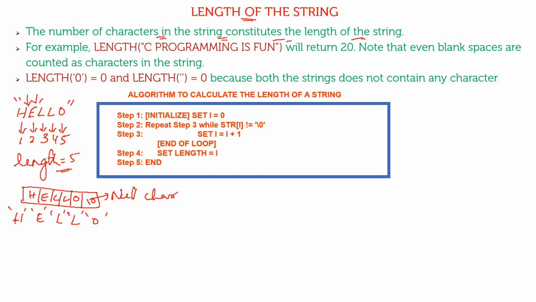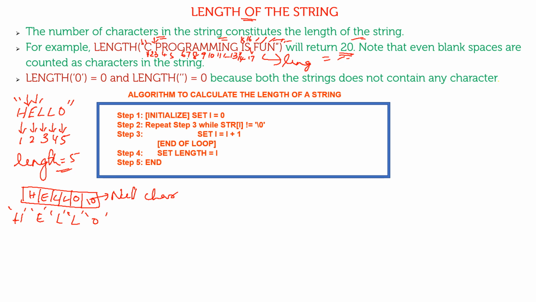For example, the length of "C programming is fun", inside the double quotes. If you count it, the space is also counted as a character, okay? So 1, 2, 3, 4, 5, 6, 7, 8, 9, 10, 11, 12, 13, then you have a space, so 14, 15, 16, then again 17, 18, 19, 20. So we'll return the value 20. In this case the length is equal to 20. Note that even blank spaces are counted as characters in the string.